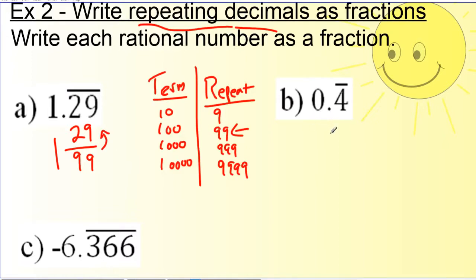Okay, letter B. Well, we've got a 0 out front. If we had a mixed number, our whole number out front would be 0, and we don't really need that. So we're just going to erase it.